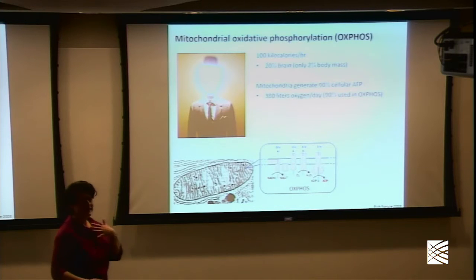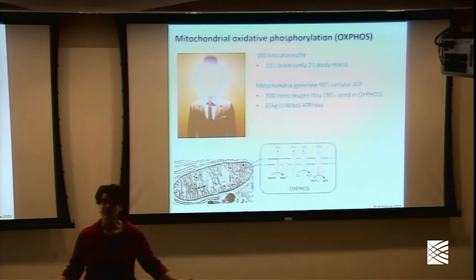Okay, so we breathe oxygen all the time. 90% of the oxygen that we use in our body is used in this reaction. There are other reactions that use oxygen, like in the peroxisome and some other places, but this is really the main one. So how much ATP is this generating?